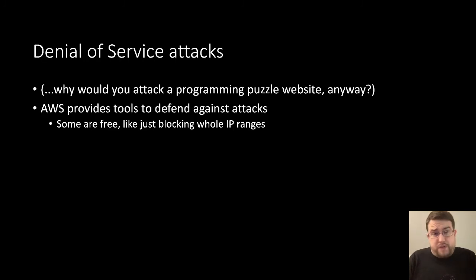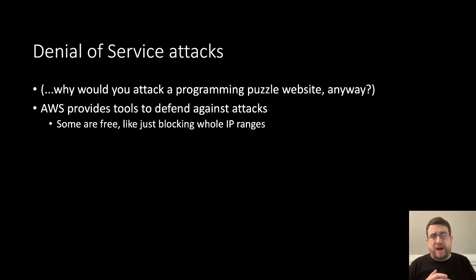Let's talk about denial of service attacks. I do not know why somebody would try to denial of service attack a programming puzzle website, but we've had a couple in the past. I do not know why somebody would elect to use their botnet or whatever to do this, but they try to. Fortunately, AWS provides tools like just banning whole ranges of IP addresses, which largely solves the problem.